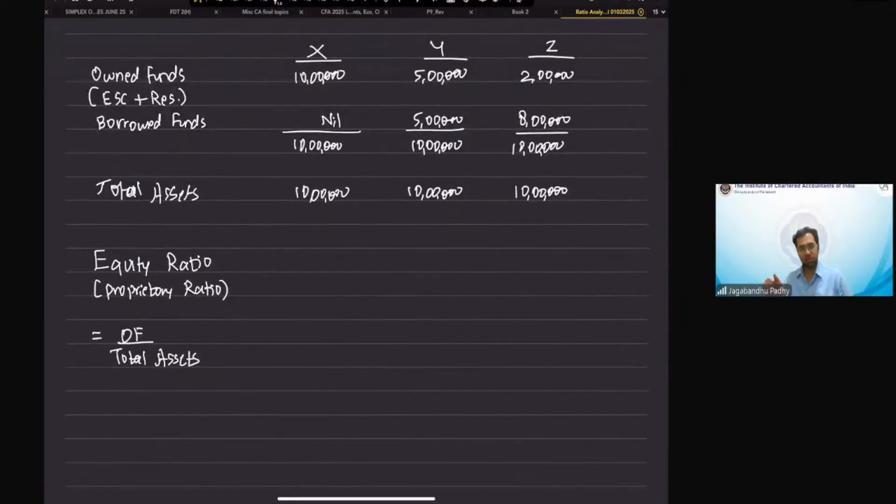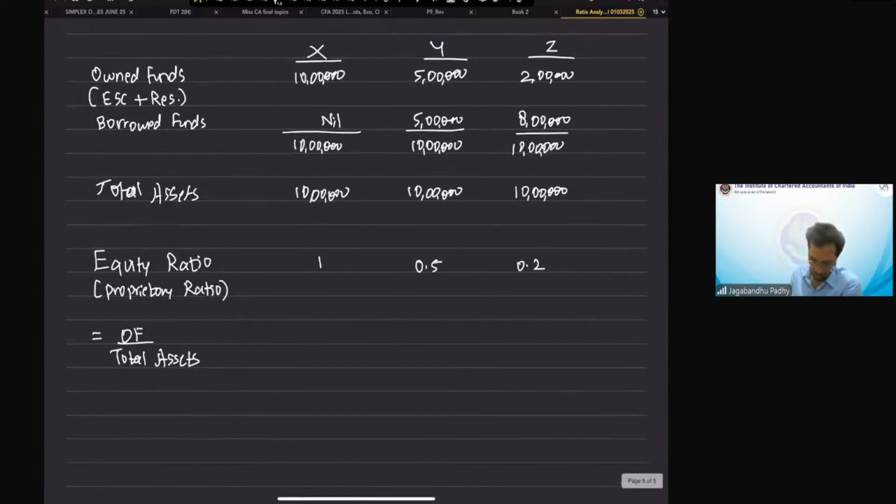So if we calculate the ratios for all the three companies, can you tell me what the equity ratio is going to be for X, Y, and Z? Okay. For X it is going to be 1. And in case of Y, it is 0.5. And in case of Z, it is 0.2.